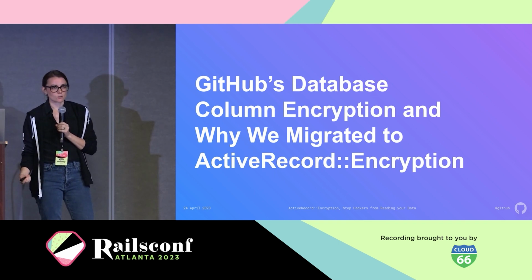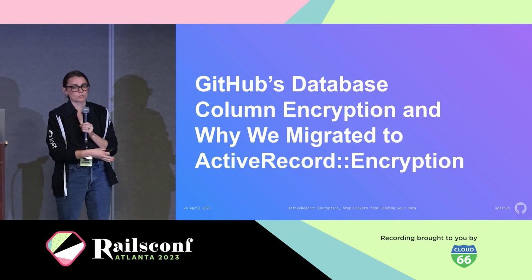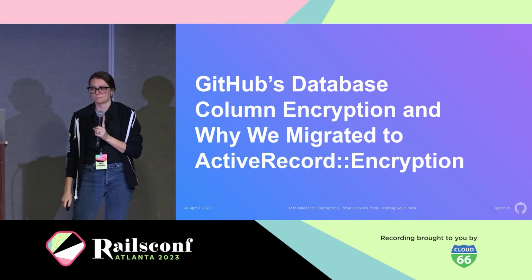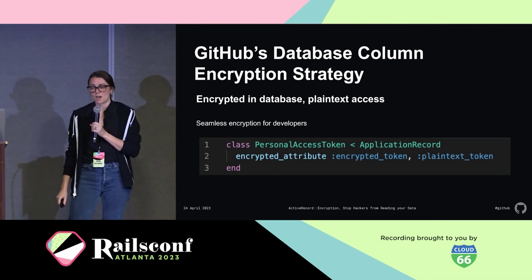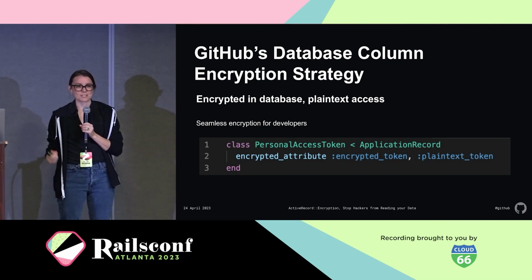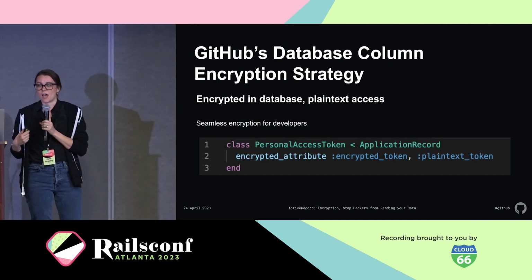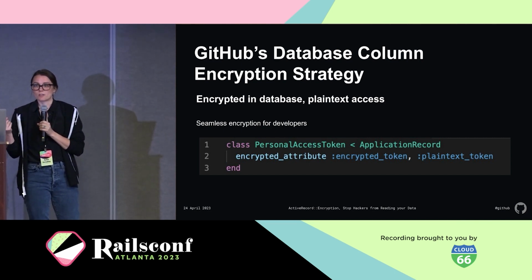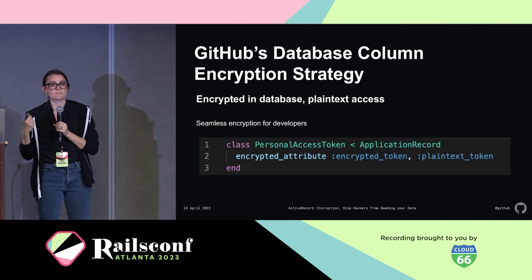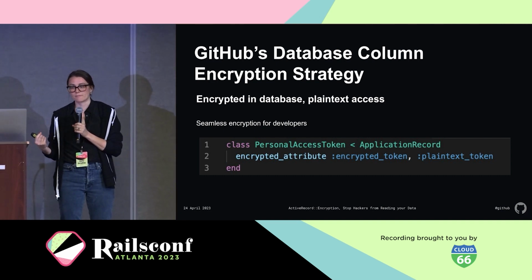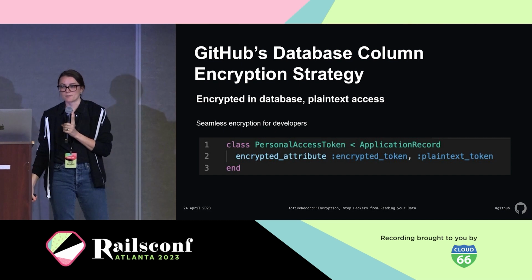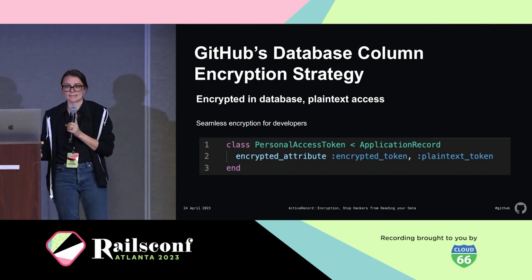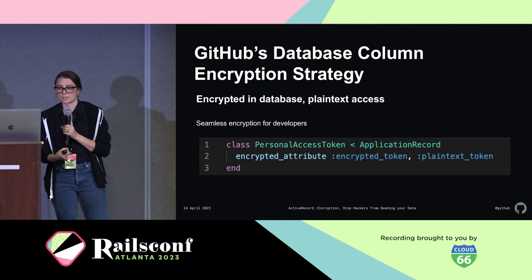So now we'll talk a little bit about that existing encryption strategy that we had in place and why we chose to migrate to ActiveRecord encryption. So we had this really nice system in place when I first started working at GitHub. This implementation is pretty easy to use. Basically, developers just need to indicate the name of the database column where they want to store their encrypted value. So here that's called encrypted token. Then they need to indicate a name for their plaintext successor. So here that's called plaintext token.